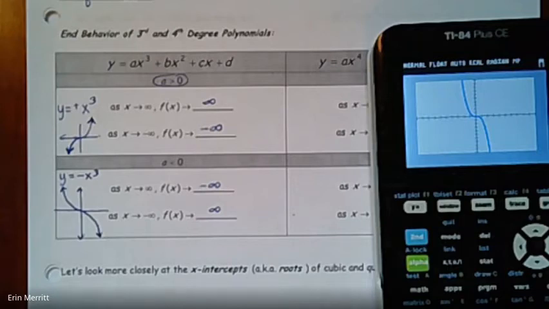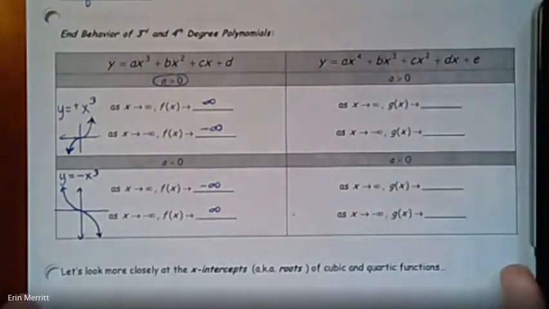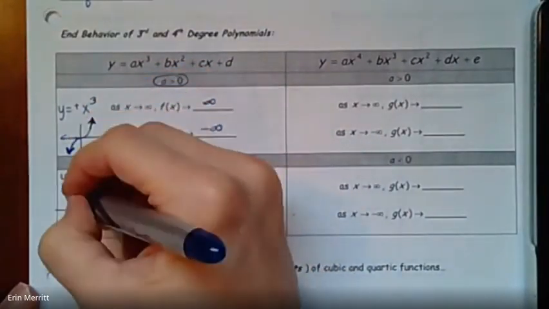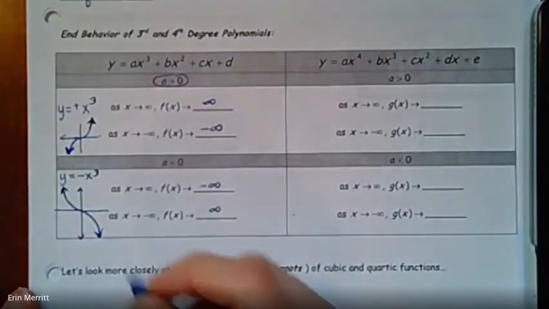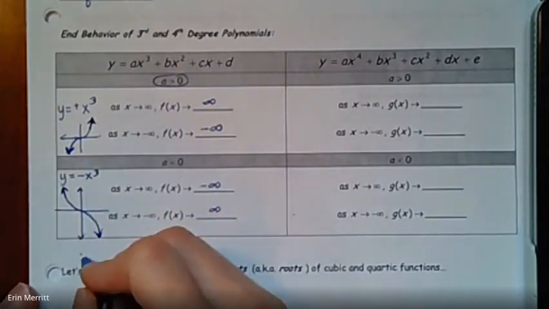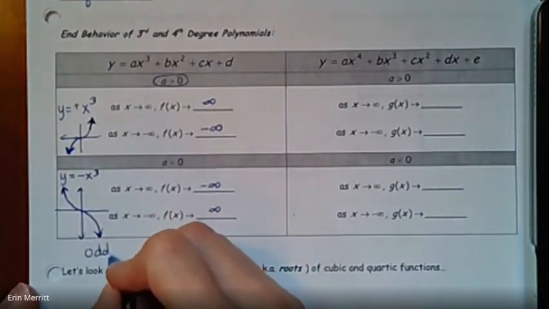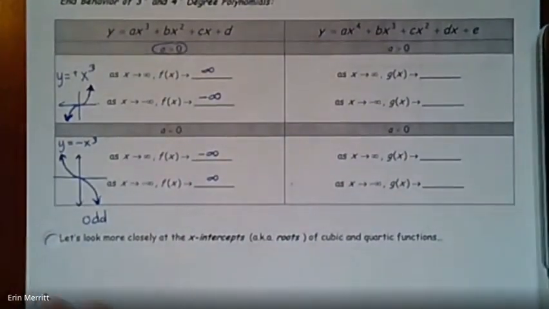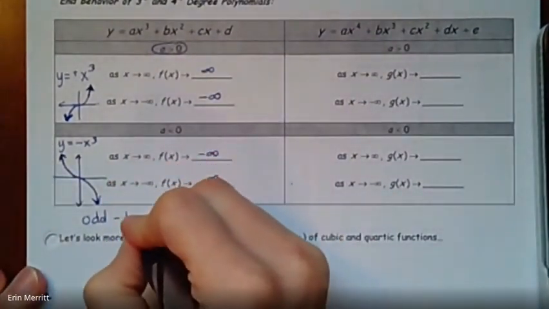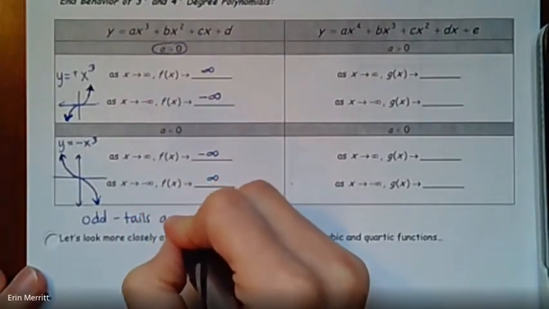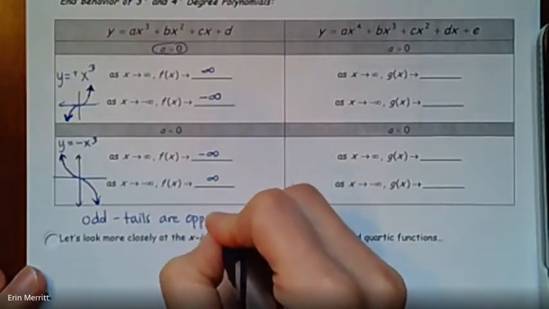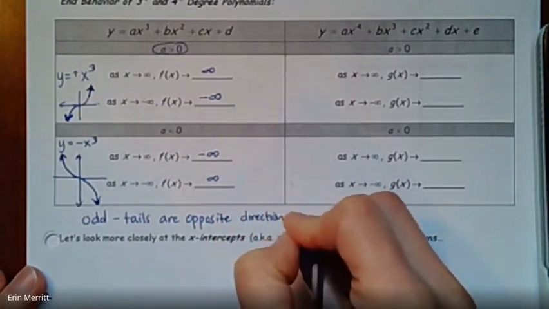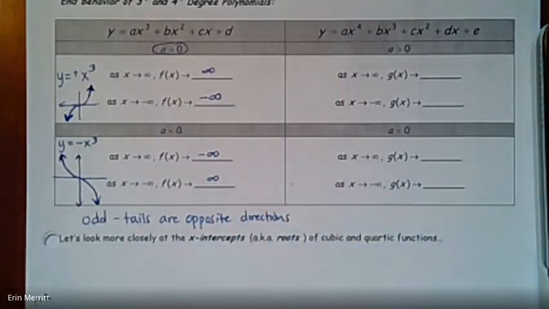But either way, what we should notice about the tails is that when one side's heading up, the other side's heading down, and then vice versa. So I like to say that when you have an x cubed, or more generally, any odd function, the tails always go the opposite. So one's going up, one's going down.